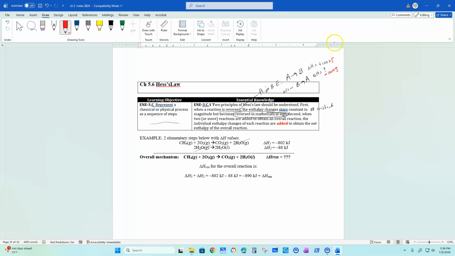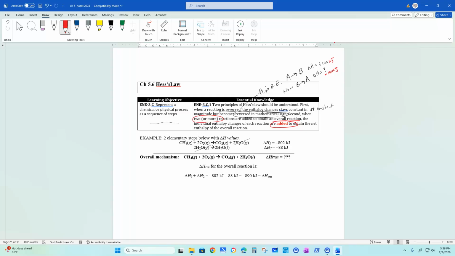Number two, when two or more elementary steps are added to get the overall mechanism, what do you do to the delta H's? Well, you add them up also. So an example right here before we do an actual practice problem.